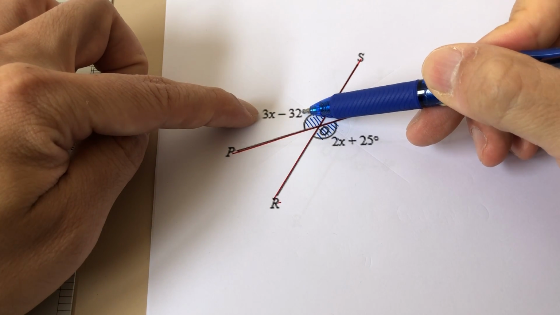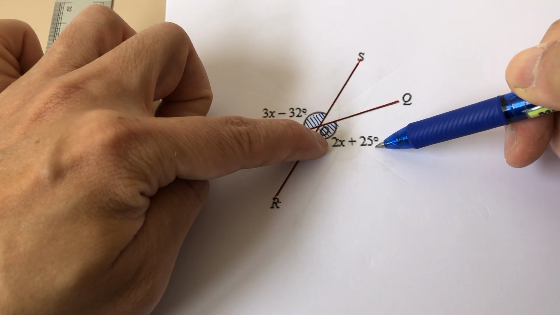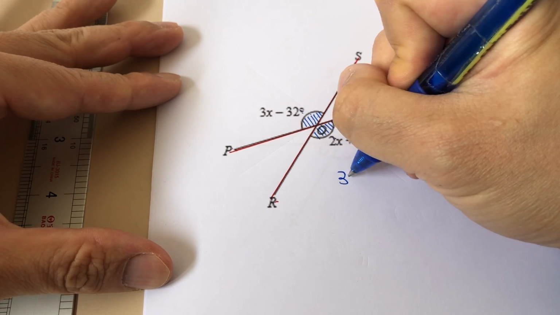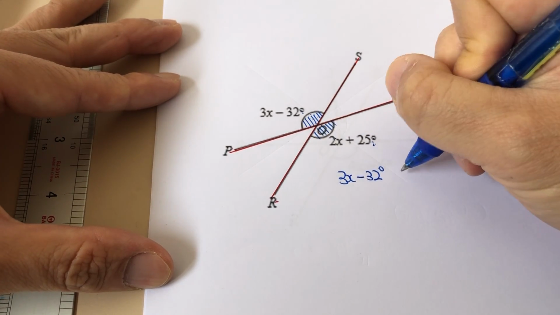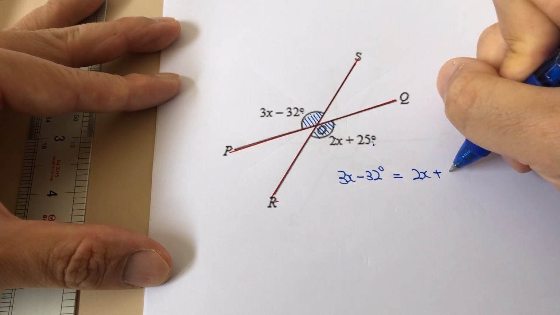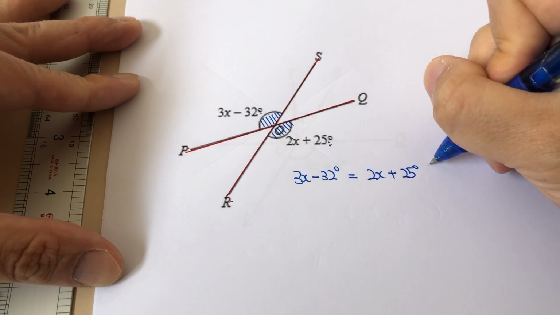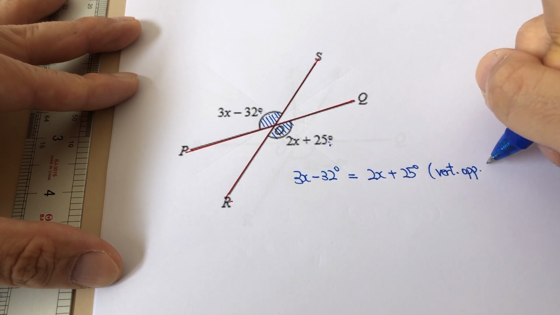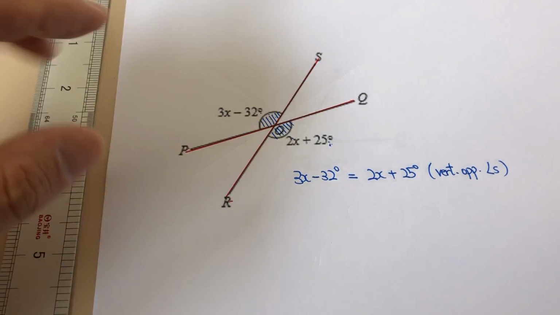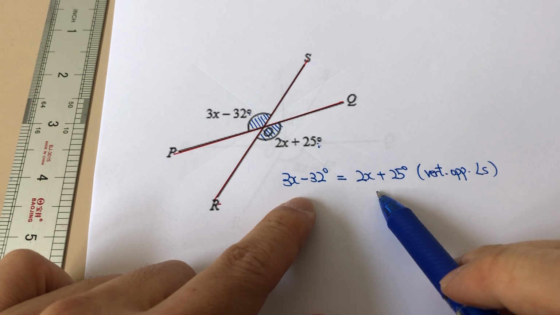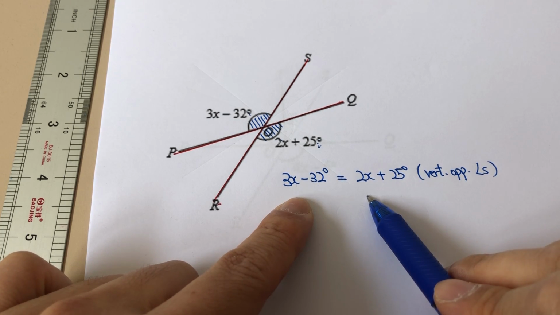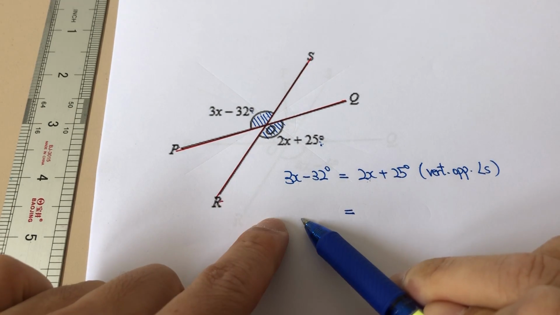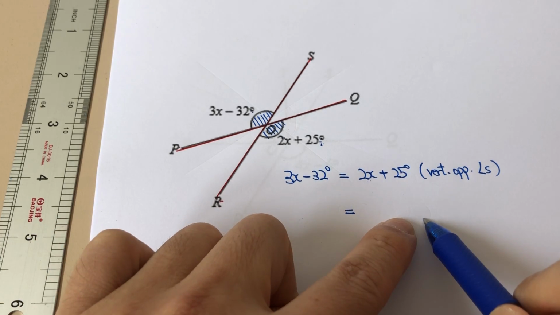And that means 3x minus 32, this angle, and 2x plus 25, this angle, they must be the same. So put it down, 3x minus 32 degrees equals 2x plus 25 degrees. Reason is vertically opposite angles. Now, it's very messy, right? So what should we do? Bring all the like terms together, that's right. What about those with x, put them together? The angles, put them on the other side, okay?